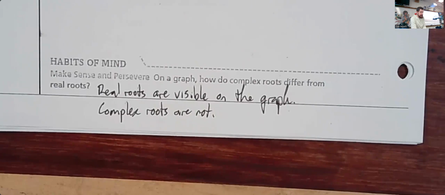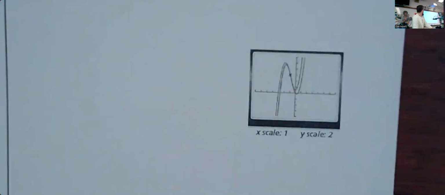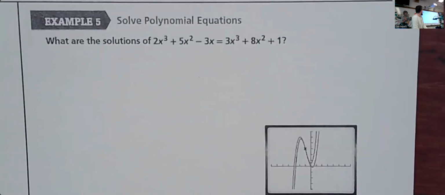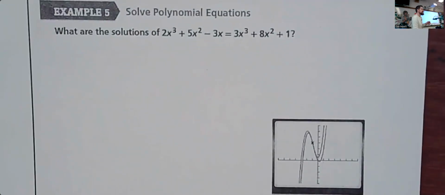All right. Any questions here before we continue? Not much left to go through, actually. I think we've got, yeah, two more examples, then we're done. Here we go. Example 5. This one says, what are the solutions? This is different than asking where the zeros are at.